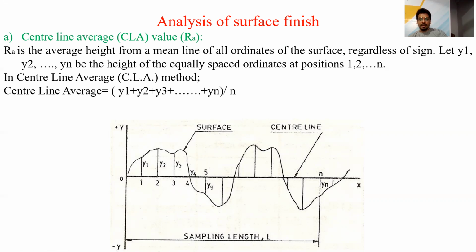Now we have to measure the heights of these ordinates y1, y2, y3 up to yn. Then, according to the center line average method, we do the summation of all the heights, y1 plus y2 plus y3 up to yn, and divide it by the total number of ordinates. In this way we get the value of roughness by the center line average method, and we get the roughness in microns.